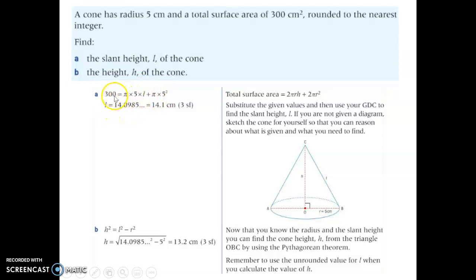Okay, so one thing you could do is 300 minus 25 pi here, and then divided by 5 pi. That's how you get to that. Okay, and then the second question said, find the height of the cone. Now that you know the slant height, you can find the height because you know the radius and the slant height. You have this right triangle. You can use Pythagorean theorem to find h, and here's the setup for that. Hopefully, you got the same answer. I think there's one more question to try.